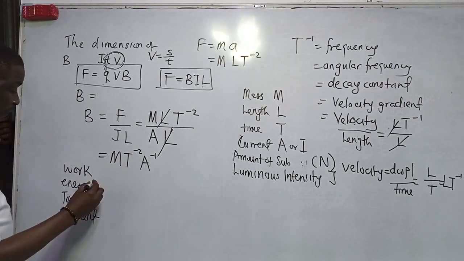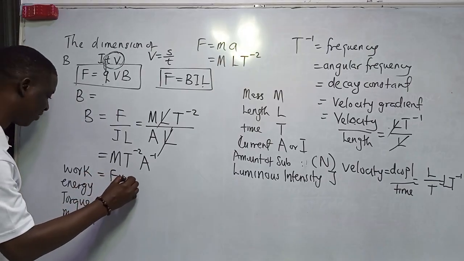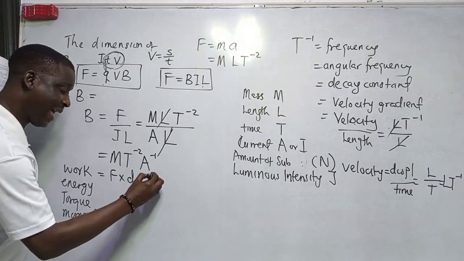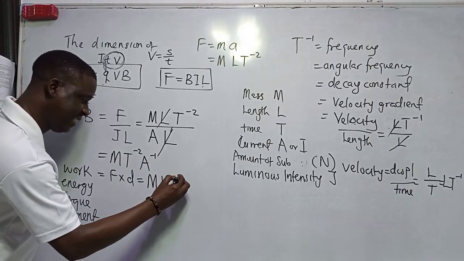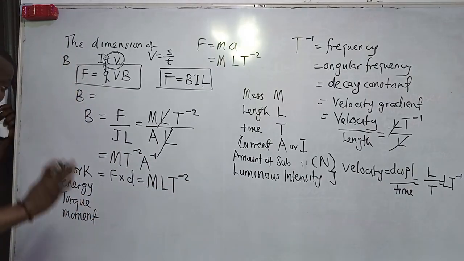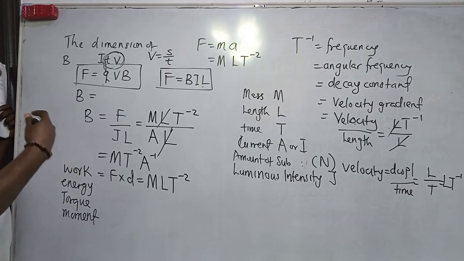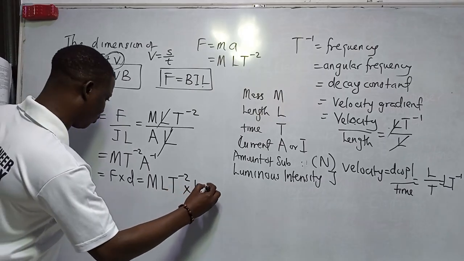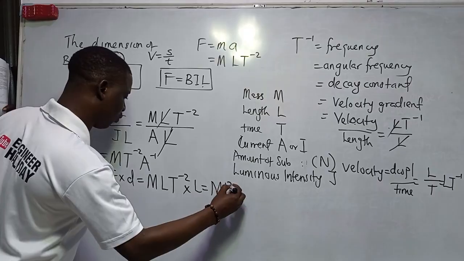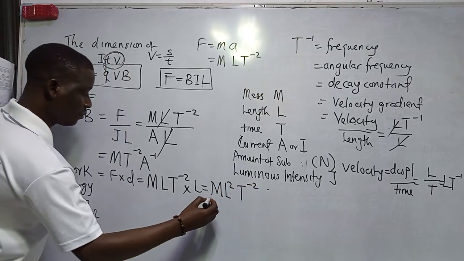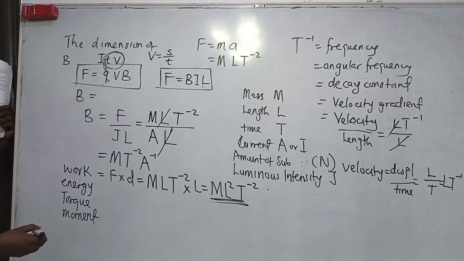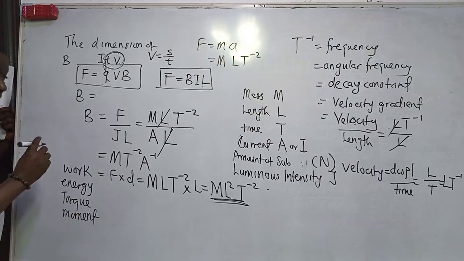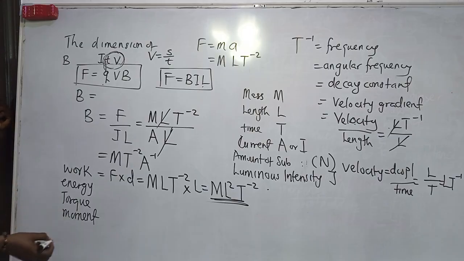And if you check very well, you are going to have it as force times distance. What is force? There is something you must understand. Force is ML what? T minus 2. Just know that one. In fact, force occurs in most of these dimensions. Then times distance, what do you have? ML squared T minus 2. This is the dimension for work, or moment, or torque, or energy.